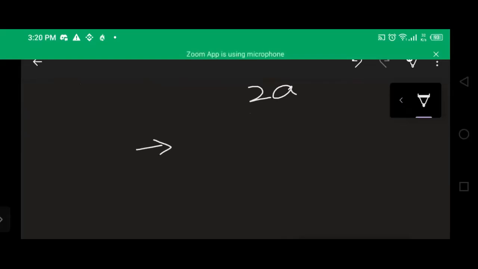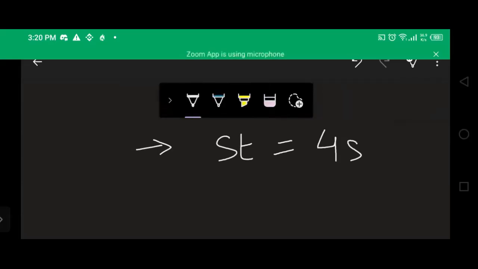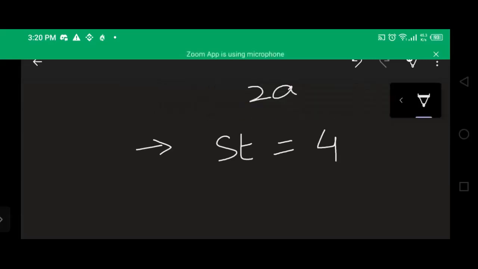I have a question. I have to make t the subject of the formula. S t equals 4q upon 7p. I have to make t the subject of the formula. So how can I make t the subject of the formula?